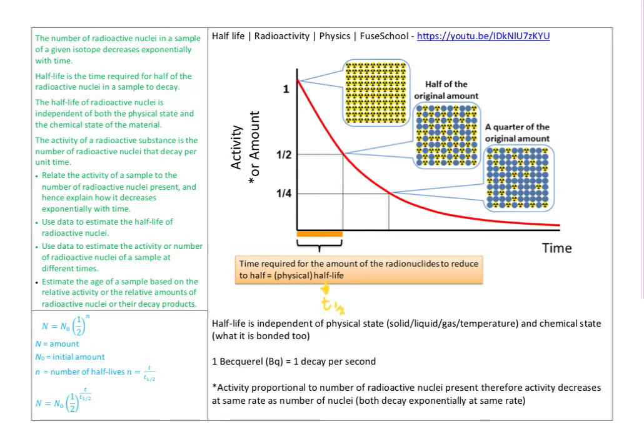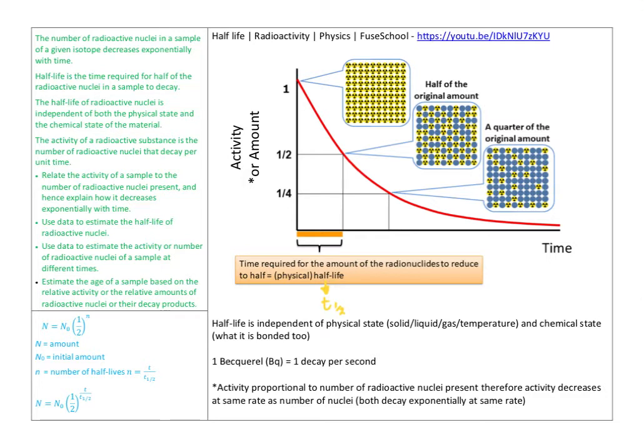Now, what's also important about this quantity, this half-life, is that it is constant. And when I say that, half-life is independent of the physical state, whether it's solid, liquid or gas, or what temperature it's at, and the chemical state, i.e. what other atoms it's bonded to. So this half-life will be the same regardless of the physical or chemical state of the isotopes.